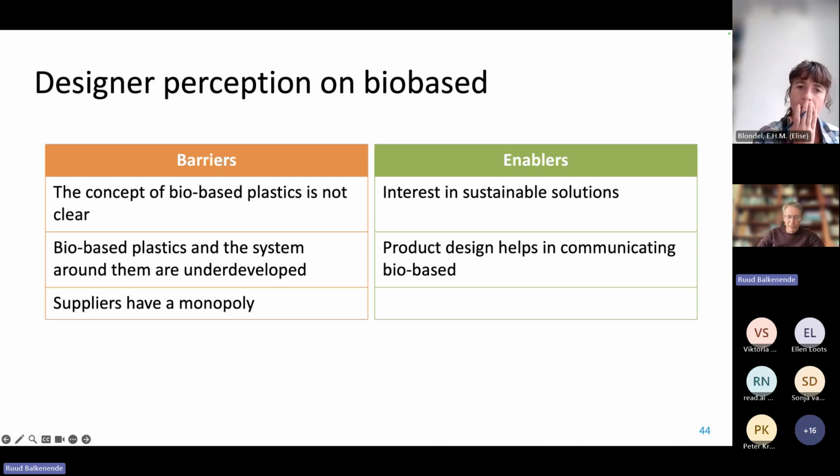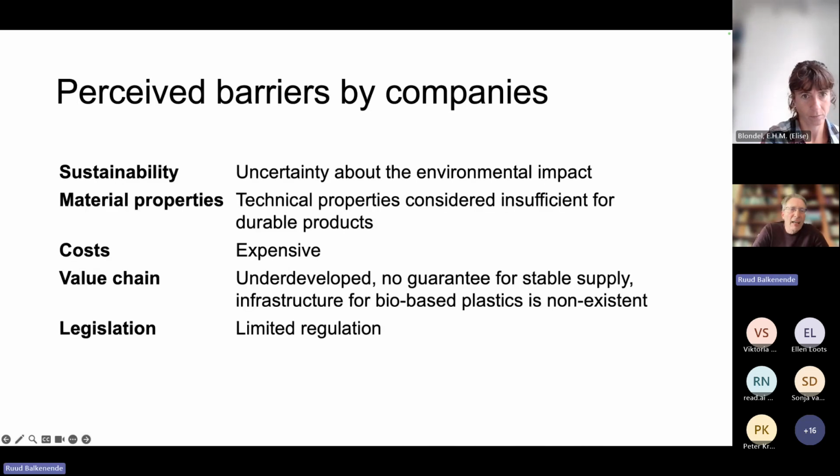On the enabling side, we did see sustainability and communication thereof through design, although that was mainly a matter of color. Unfortunately, what also wasn't mentioned is the specific properties and how to express their performance. We saw similar hesitations when interviewing companies making these products, so not the designers, but other people within the company.